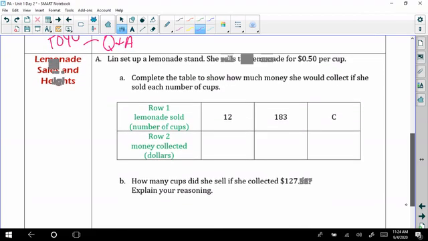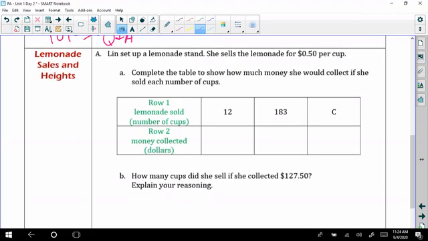Lemonade sales and heights. Lynn set up a lemonade stand. She sells a lemonade for 50 cents per cup. Complete the table to show how much money she would collect if she sold each number of cups. Well, in row 1, I've got lemonade sold, number of cups is 12. I want to know the money collected. So show me how you would find that.